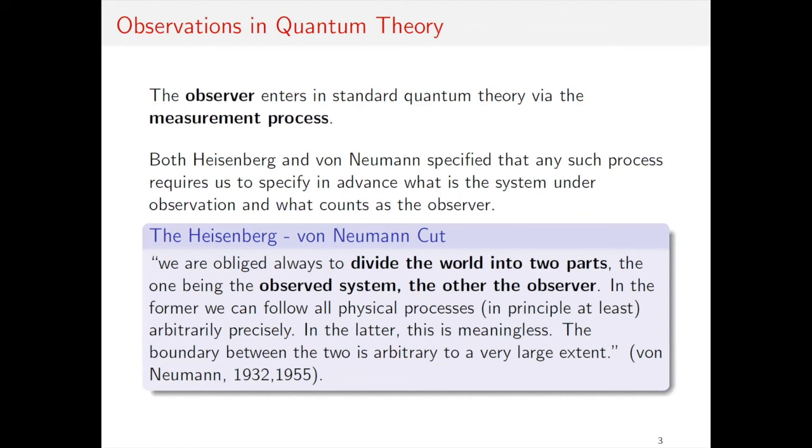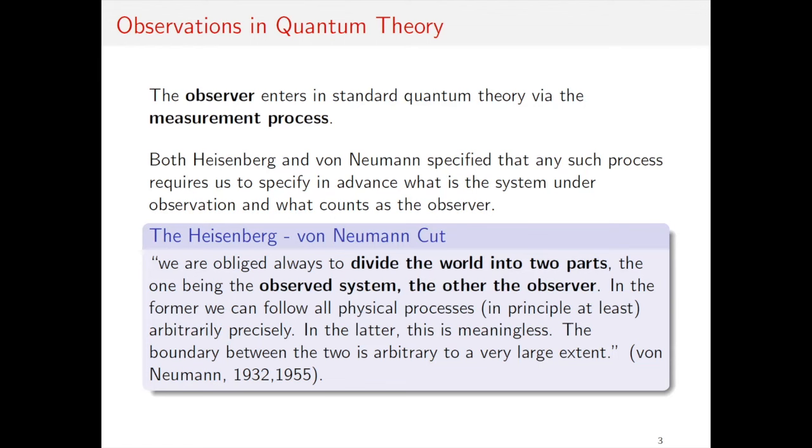Okay, so first, about the observers in quantum theory. The observer enters quantum theory via the measurement process. Heisenberg and von Neumann specify that any such process requires us to specify in advance what the system is and what the observer is. In the literature, you will see this referred to as the Heisenberg-von Neumann cut. So we are obliged to divide the world in two parts. That's explicitly what von Neumann writes in his 1932 volume, his axiomatic theory of quantum mechanics. We divide the world in two parts, one being the observed system, the other one being the observer.